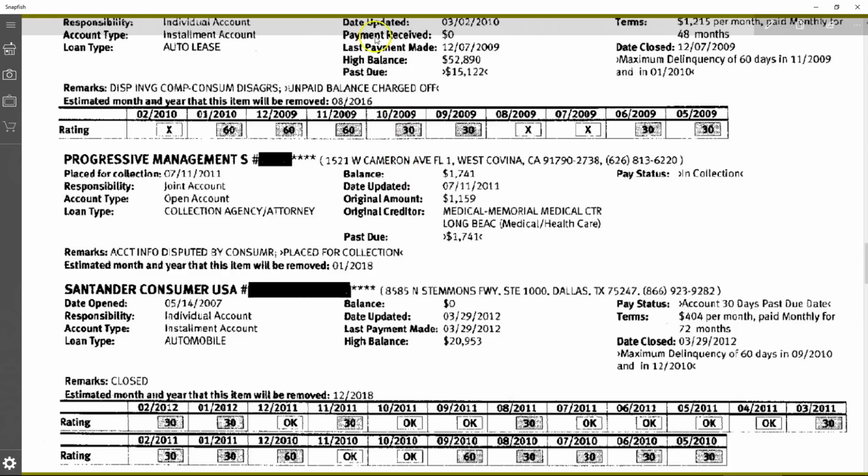Where is the last time they made a payment? Sometimes it will appear here, last payment made right here. So this is how you determine the date of last activity. The date of last activity is the last payment made. That is the date of last activity.